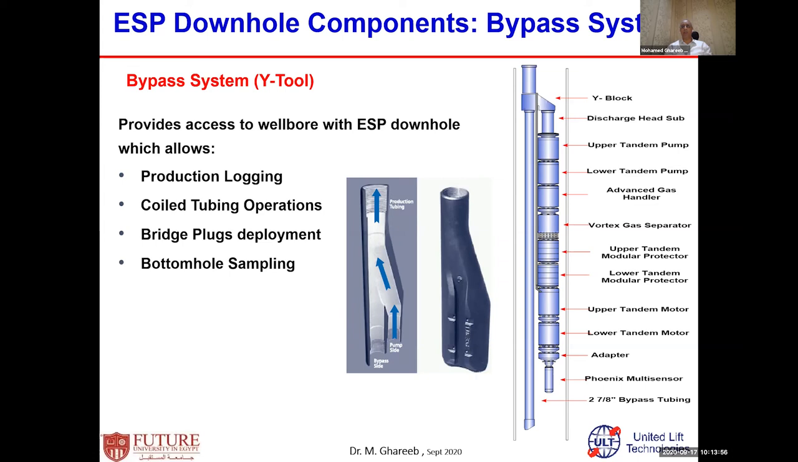For the bypass or U-tube, at the end, just above the bottom hole assembly, I can use a very simple, small device. The input here is just one connection to my tubing string. The output has two connections. On one side, you can connect your ESP bottom hole assembly. The other side will be free.